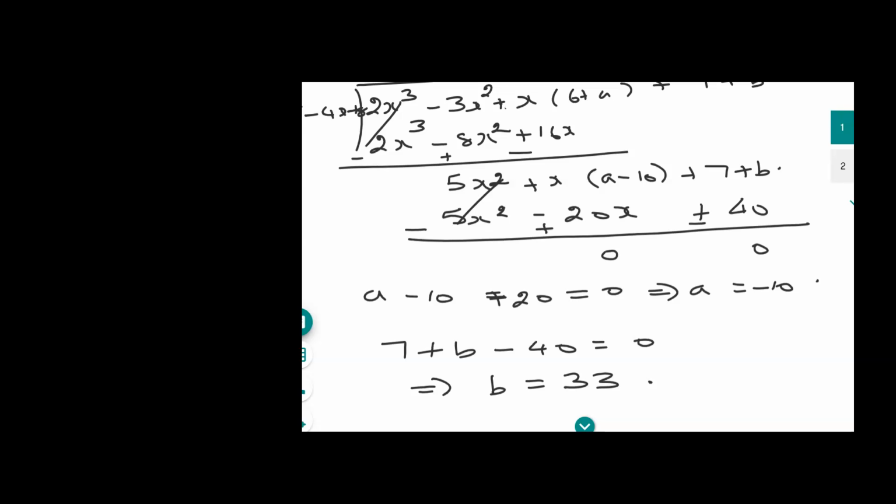So the polynomial needed to be added is minus 10x plus 33, or 10x minus 33. Either.